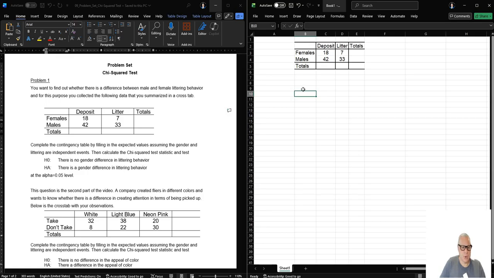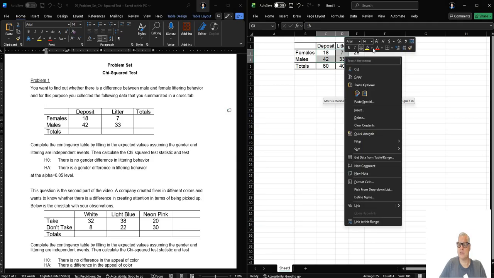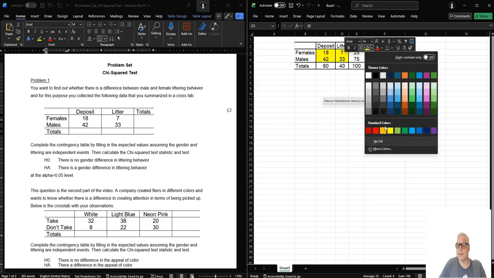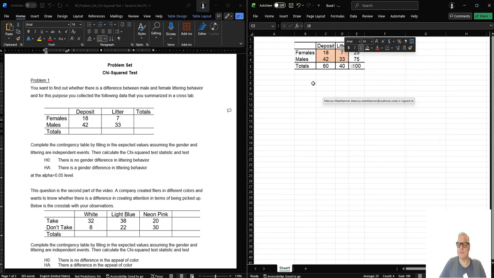Okay, so the first step, what we need to do is let's complete the table and get the column totals and the row totals. So we have a total of 25 females, a total of 75 males, 60 deposited, and 40 were litter bugs. So that's a total of 100. Okay, so let me highlight those inner cells because those are the ones that matter later when we talk about degrees of freedom.